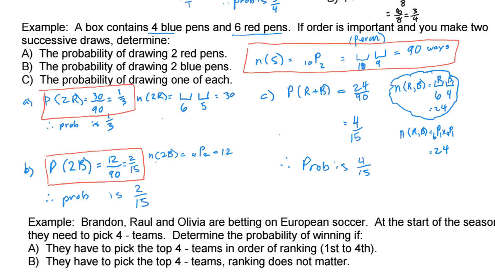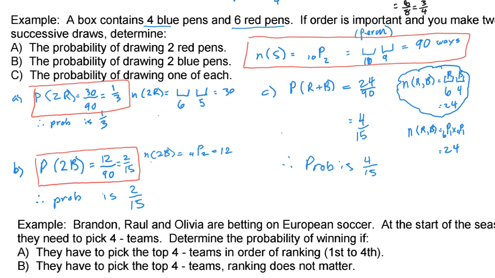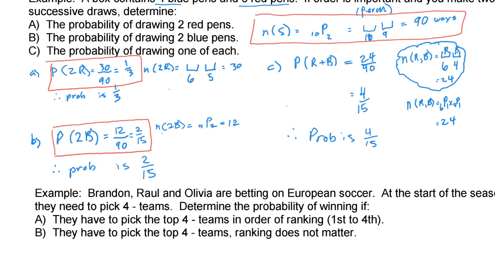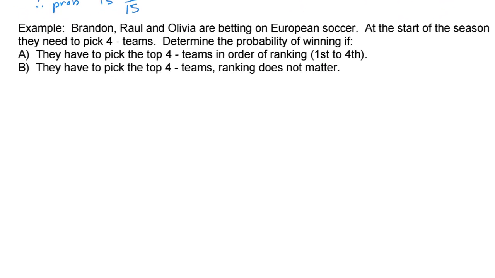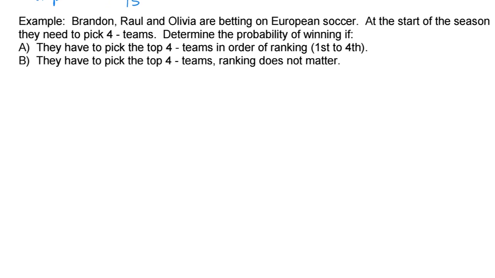So now let's move on to the next problem. So here's an example. We have Brandon, Raul, and Olivia betting on European football. At the start of the season, they need to pick 4 teams, and they need to determine the probability of winning if they have to pick the top 4 teams in order of ranking from 1st to 4th. And they have to pick the top 4 teams where order doesn't matter.